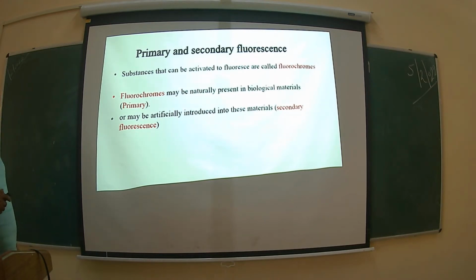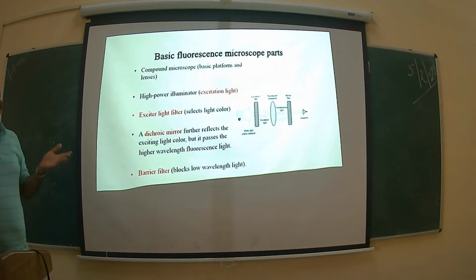Now there are two different types of fluorescence. Substances that can be activated to fluoresce are called fluorochromes. Fluorochromes give color by using the fluorescence phenomenon. Fluorochromes may be naturally present in biological material, which is the primary fluorescence, or might be artificially introduced into these materials, which is known as secondary fluorescence.